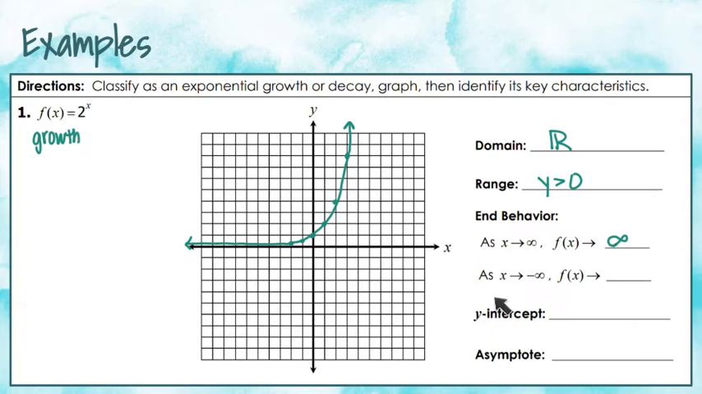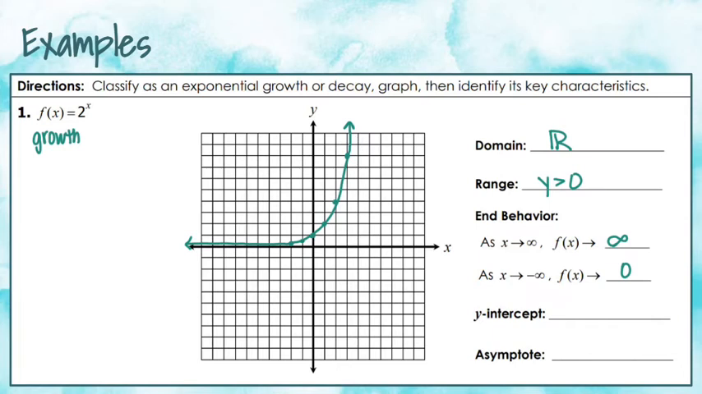Then we have as x approaches negative infinity, what is f of x doing? So the left side of the graph has an arrow that points kind of down, but again, it approaches 0. It's going to get really, really close to 0 and never cross it. It's not actually going to go down to infinity. So in the negative infinity direction, the y value will approach 0.